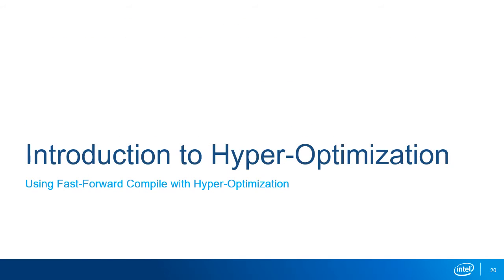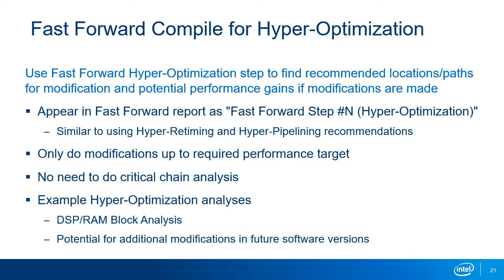In this next section, like we did with hyper-retiming and hyper-pipelining, let's take a look at how we can use fast-forward analysis to perform hyperoptimization. Just like with hyper-retiming and hyper-pipelining, fast-forward analysis will perform some hyperoptimization and list those recommendations in its output report. They will appear as hyperoptimization step numbers. Just locate the clock performance you're trying to achieve, go to that fast-forward step number, and implement the design changes you see there.